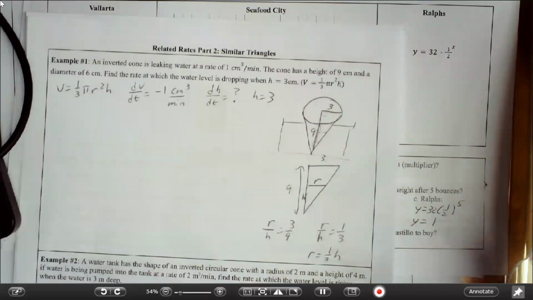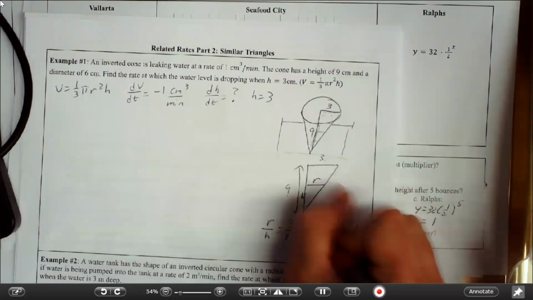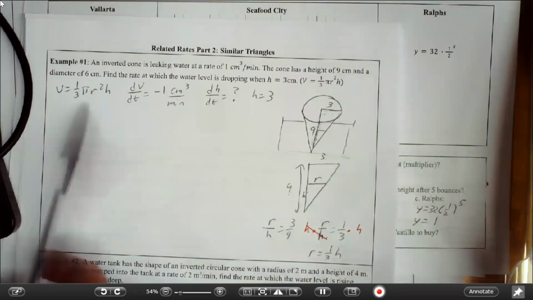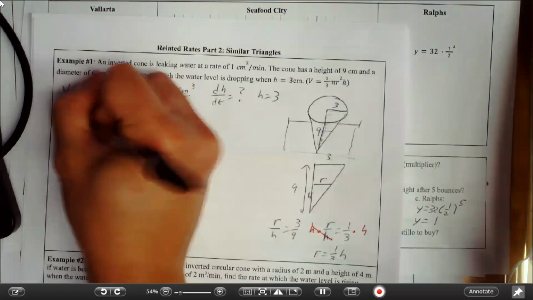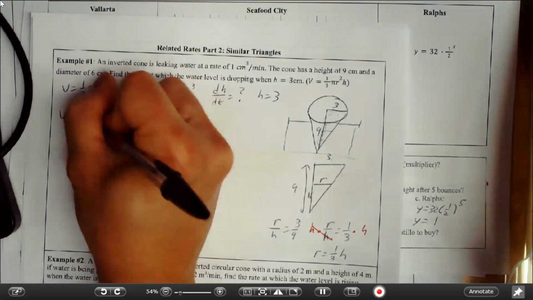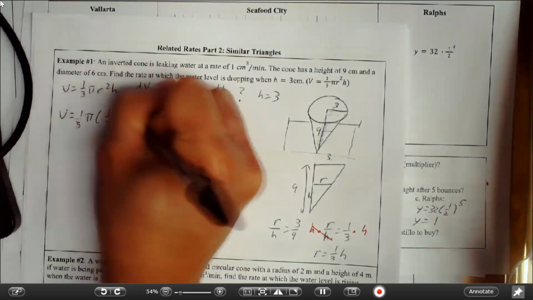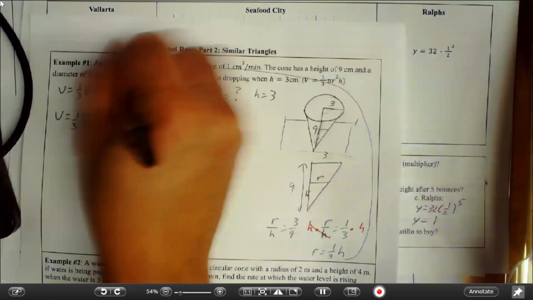So here, what I did was I multiplied both sides by H, and I get R is equal to 1/3 H. Now I can plug this into the R, and now I have an equation only in H, because the information in the question only tells me things about the height changing. It doesn't give me enough information about the radius change. So what I'm going to do is change this equation to V equals 1/3 pi (1/3 H) squared times H. So what I did was I took this and I plugged it into the R.